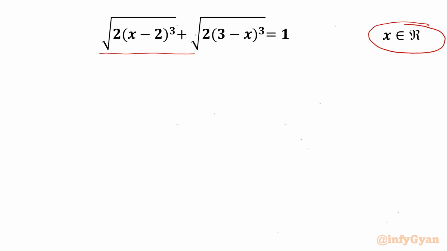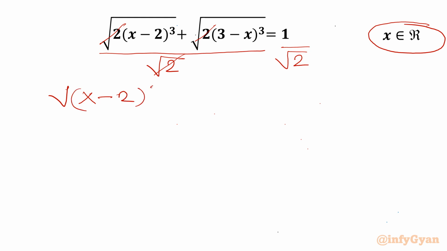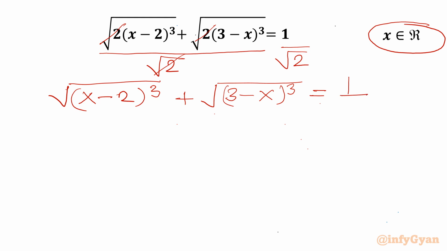So let's get started by dividing both sides by root 2. Now I can cancel root 2 and root 2 from numerator and denominator. So the equation will become √((x − 2)³) + √((3 − x)³) = 1/√2.